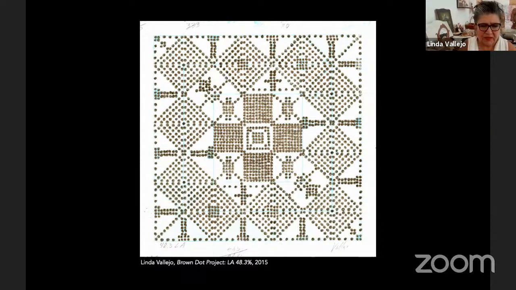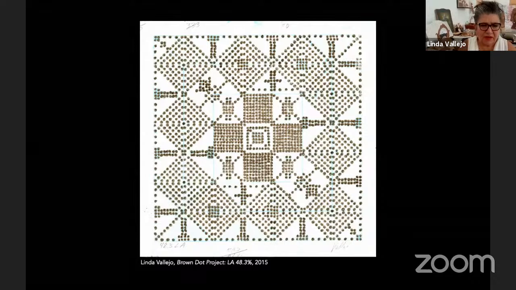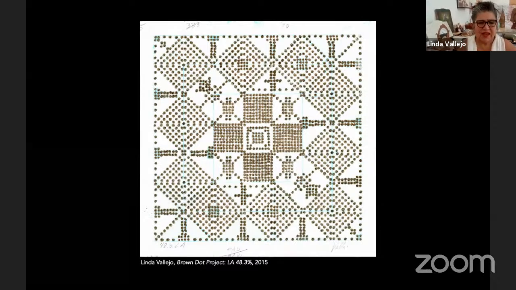So each square in there, you can see the squares delineated by some of the darker lines, are 10 by 10. 10 by 10 is 100. 100 times 7 is 700. 700 times 7 is 4,900. That's how many squares there are within the image itself, within the exterior dot of the image. So if you take 4,900 squares within that area and multiply it by 48.3%, you end up with 2,367. And that's how many dots are present in this piece, representing and indicating the data that 48.3% of Los Angeles was Latino in 2015.